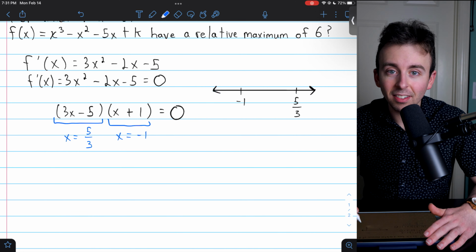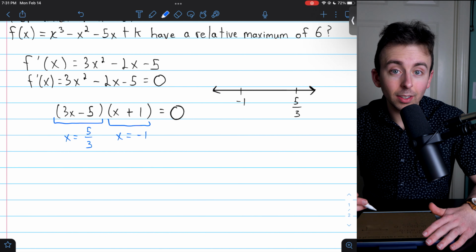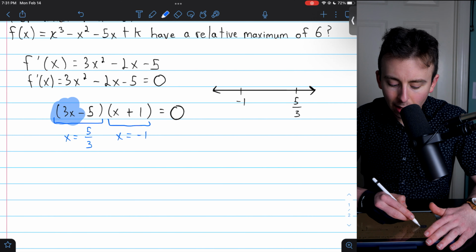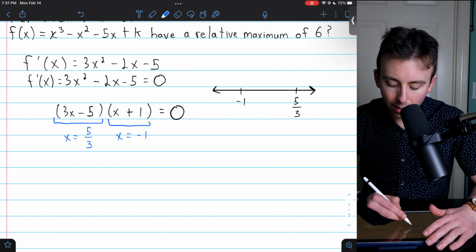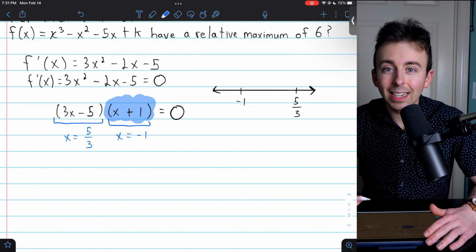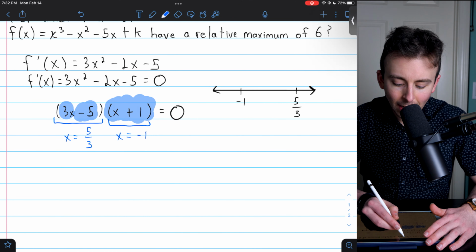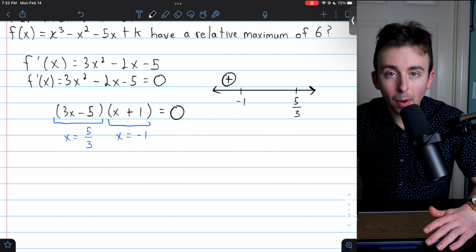So the first thing I'll ask is, if x is less than negative 1 over here, then what is the sign of the derivative? Well, it makes it pretty easy to figure that out if we look at the factored form of our derivative. Of course, remember that this just came from the derivative, so we can just look at that. If x is less than negative 1, then this factor here is going to be negative, and this is just going to be negative minus 5, so that'll be negative 2, and so we'll have a negative times a negative, which is a positive. So if x is less than negative 1, then our derivative is positive.